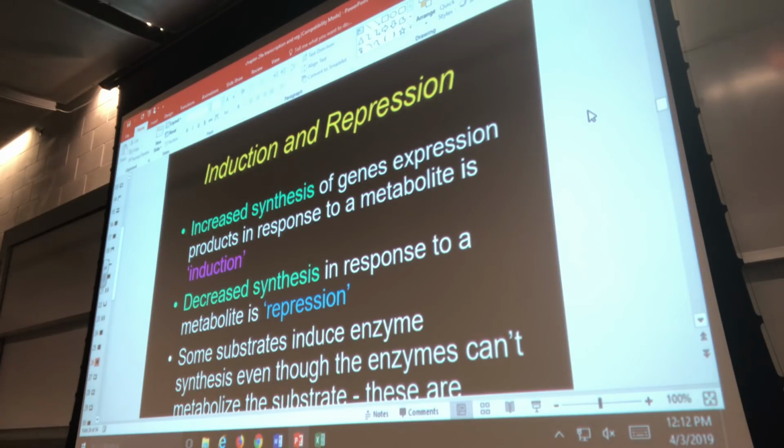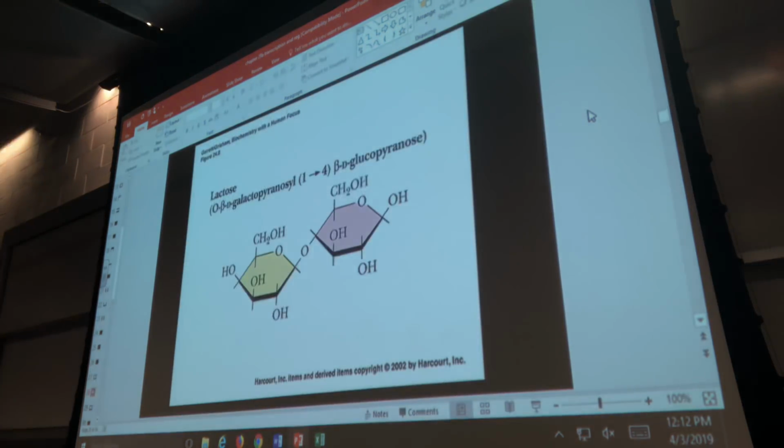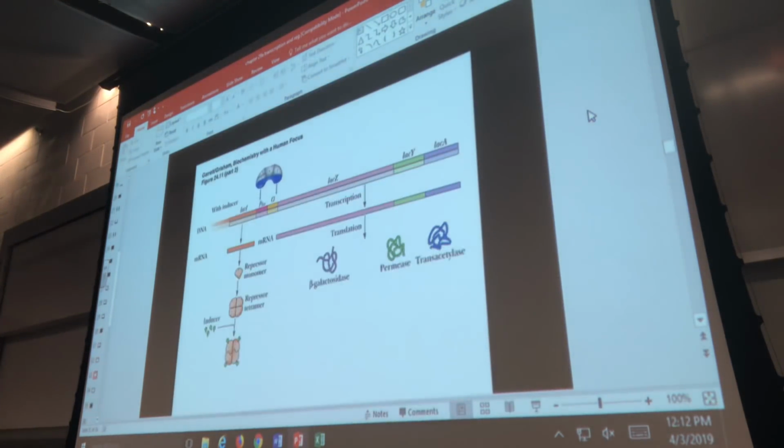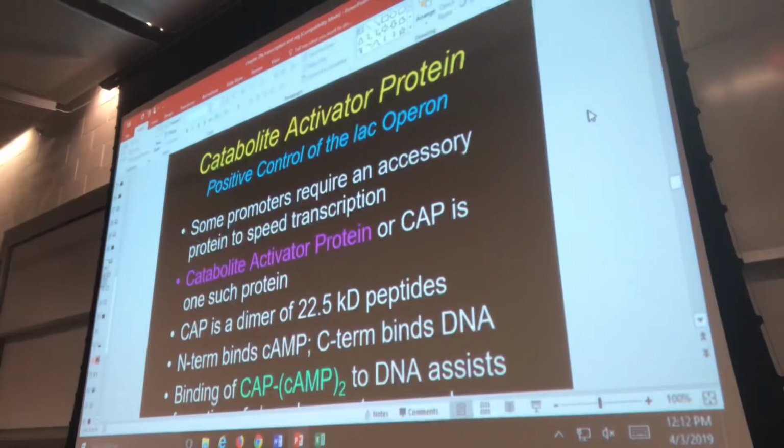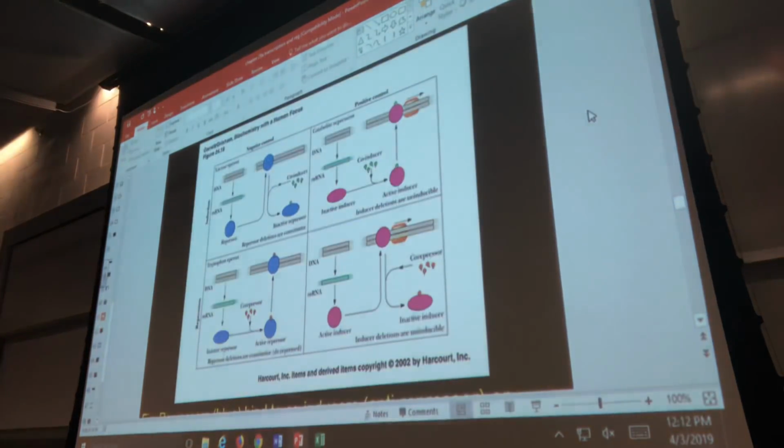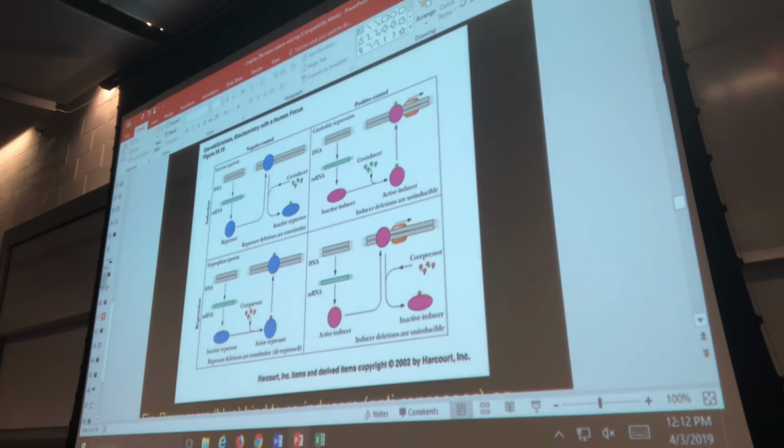So before we get into the Lac Operon, let me make sure I have the slide I want to go to. One second, just ignore all these things. I will cover them in a second. All right, let me make a note here. All right.